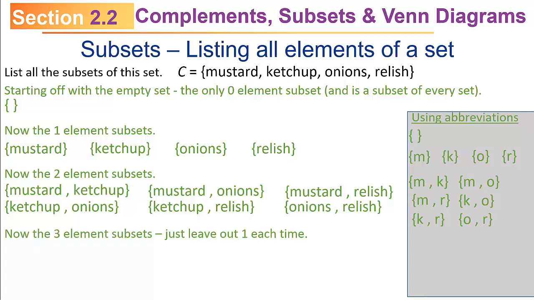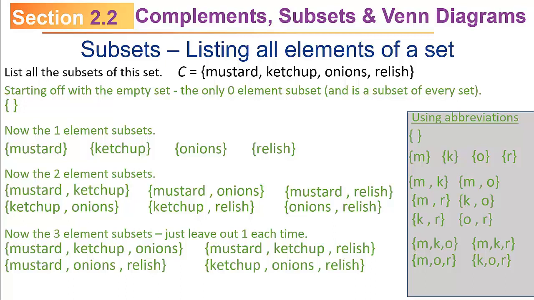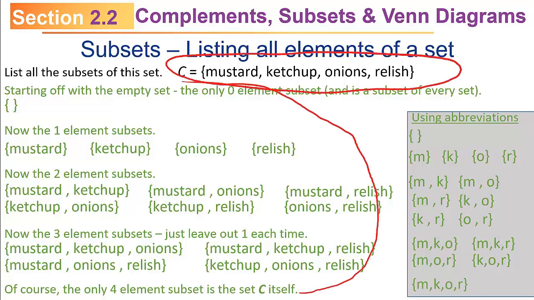Now let's move to the three element subsets. The easiest way to think about this, there are only 4 elements in the whole set, so you'll get a 3 element subset by eliminating a condiment each time. So if I eliminate relish, I get mustard, ketchup, onions. If I eliminate onions, I get mustard, ketchup, relish. If I eliminate ketchup, I get mustard, onions, and relish. And if I eliminate mustard, I get ketchup, onions, and relish. And I claim that the only remaining subset is the 4 element subset consisting of the set itself. In other words, all of them.